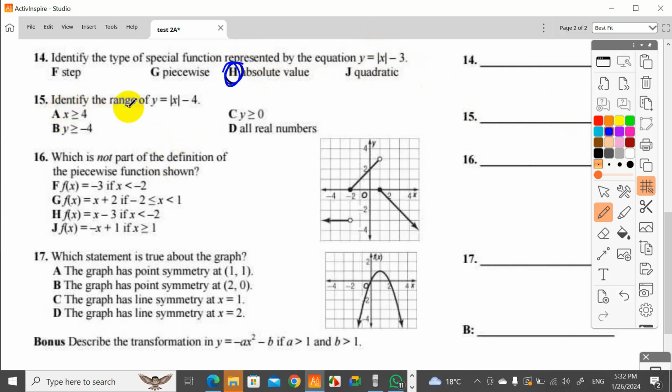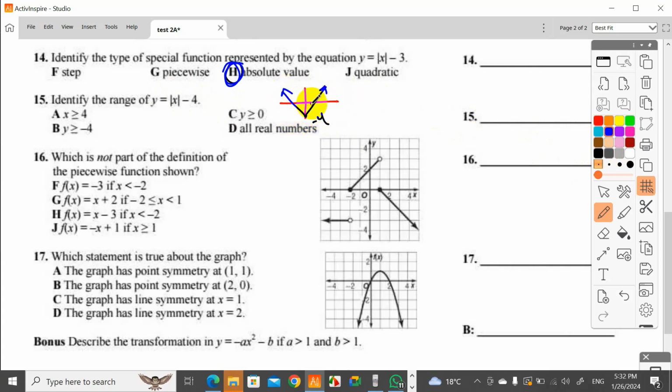Question 15. Identify the range of y equals absolute x minus 4. In order to solve this question, the simplest way is to make a sketch, like this. Y-axis, x-axis, then y equals absolute x minus 4. This is a translation of the parent function y equals absolute x, 4 units down. So if this is -4, I'll sketch the graph like this.